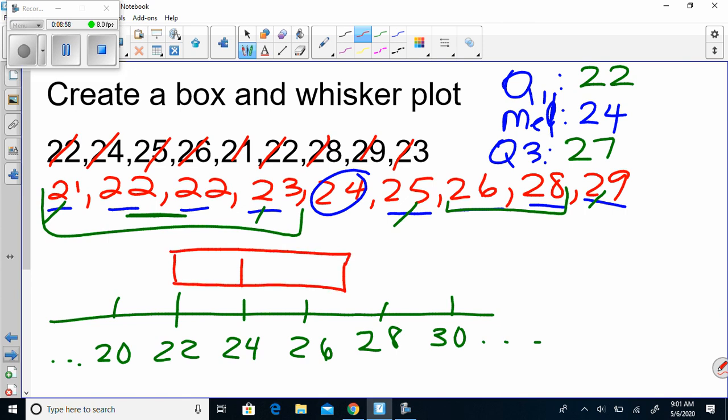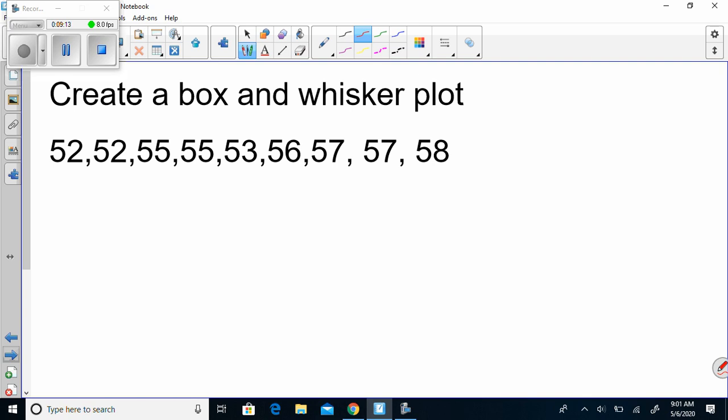That created my box. Now my minimum number is 21. That's right here. Draw my whisker. My maximum number is 29. Right here. Draw in my other whisker. Like I said, we'll talk about what the data means. We're just practicing on drawing today.